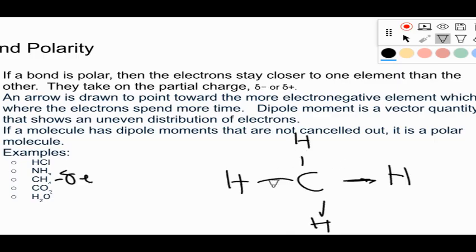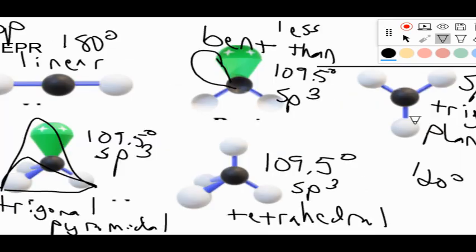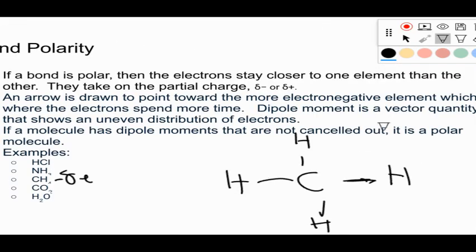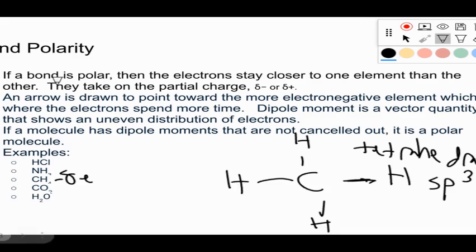Now let's do VSEPR. I have 1, 2, 3, 4 shared pairs off the middle. So if we look back here, that is this one, 1, 2, 3, 4 shared pairs off the middle. And so this one is going to be tetrahedral. It has 4 shared regions off the middle, has 4 electron domains, so it is sp3. And then we have to decide what's happening with our bonds. So the bond between C and H for AP Chem is considered to be a nonpolar bond.